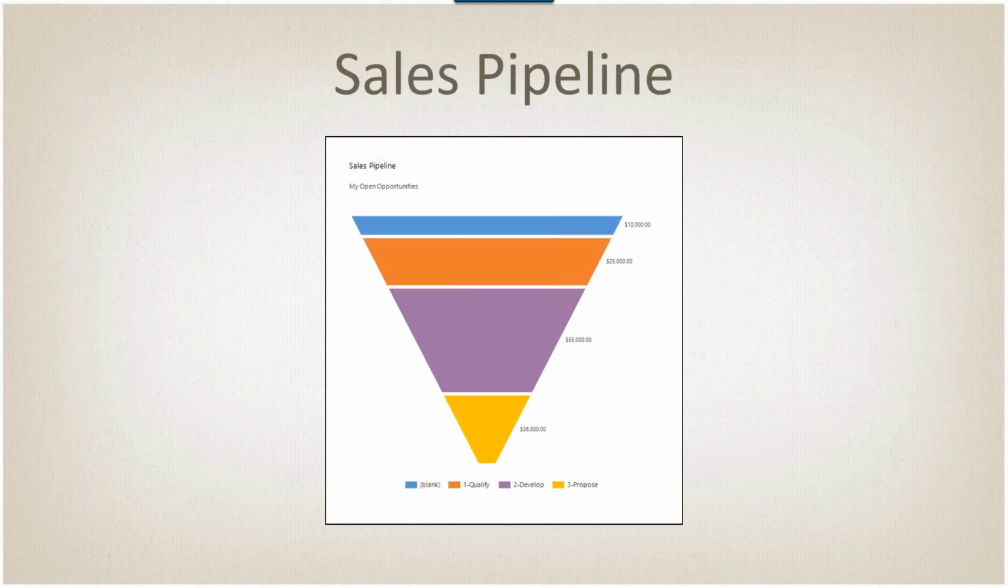So I created a new opportunity from scratch that has an estimated revenue of 10,000. I don't have a stage associated with it, so it's blank. But then I have 25,000 possible revenue in the qualify stage, 55,000 in development, and 36,000 in proposal. Okay, so this is how management looks at your sales activity to figure out where we are within the sales process and what the possible revenue numbers are.